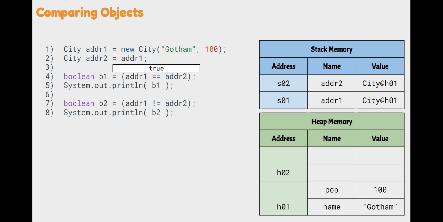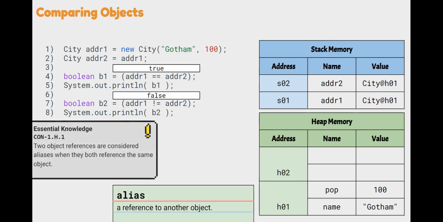On line 7, looking at the Boolean expression on the right-hand side of the assignment operator, we have address 1 again. We're asking if that is not equal to address 2. Well, we know address 1 is city at heap 01, and address 2 is city at heap 01. We're asking if those are not equal to each other. Well, that is false because they are equal to each other. That means address 2 is an alias of address 1.